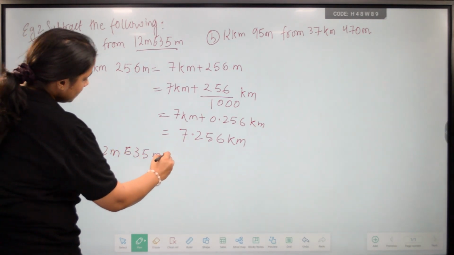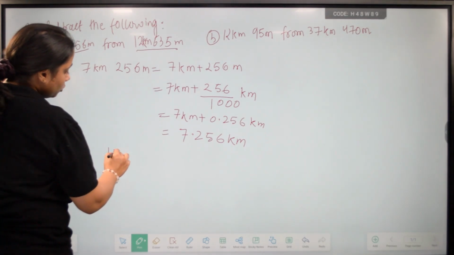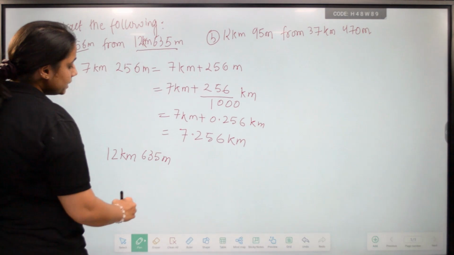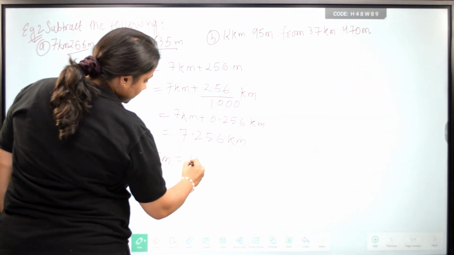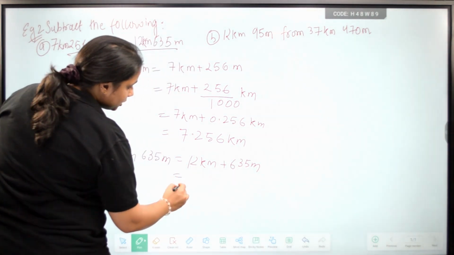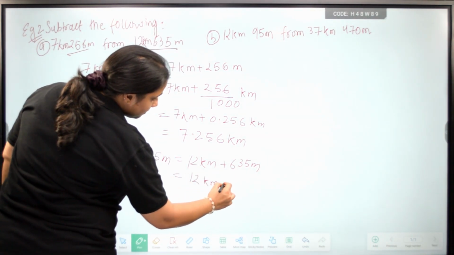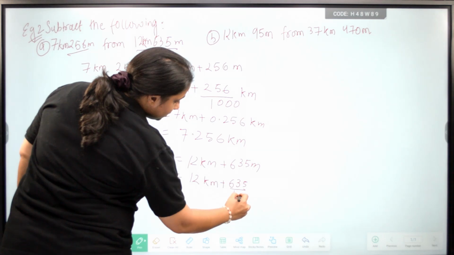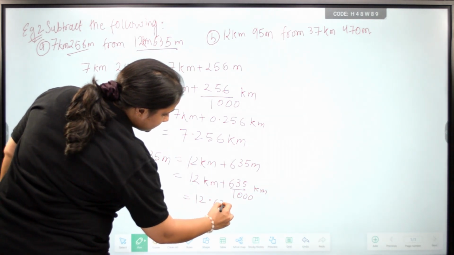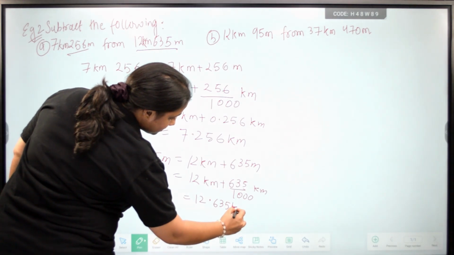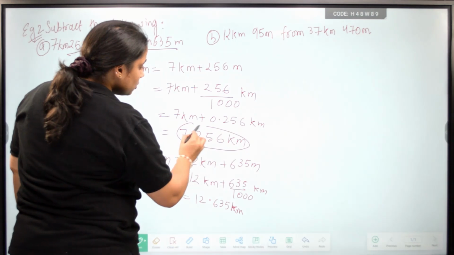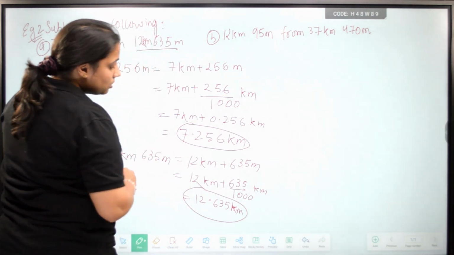Similarly, 12 kilometers 635 meter can be written as 12 kilometer plus 635 meter, which is equals to 12 kilometer plus 635 by 1000 kilometers. It will be 12.635 kilometers. So we need to subtract this number from this number.